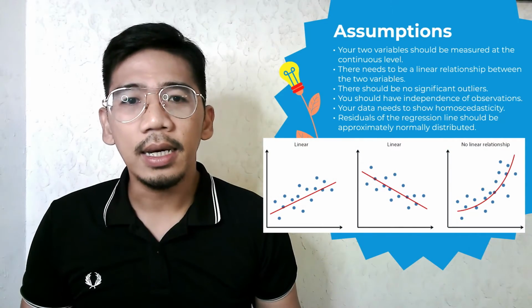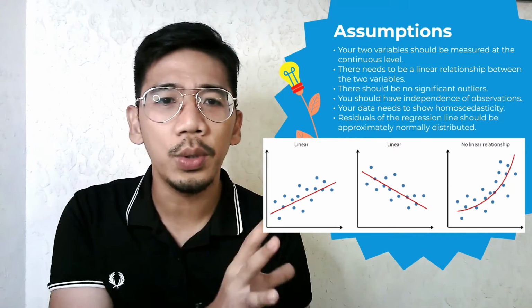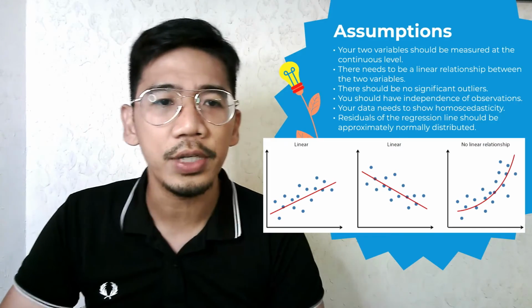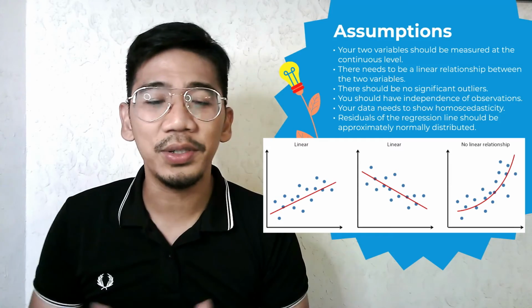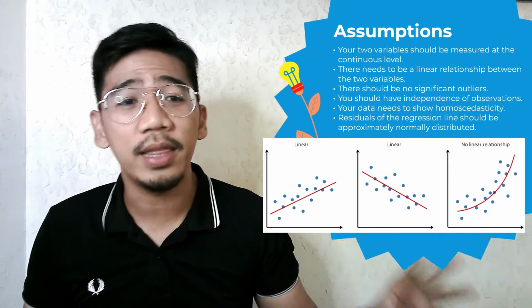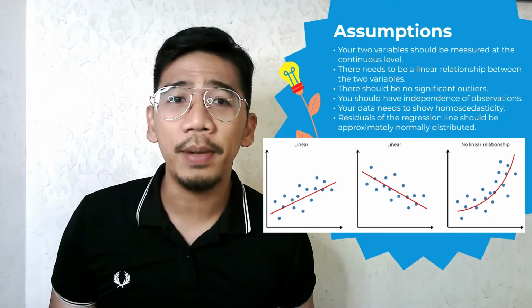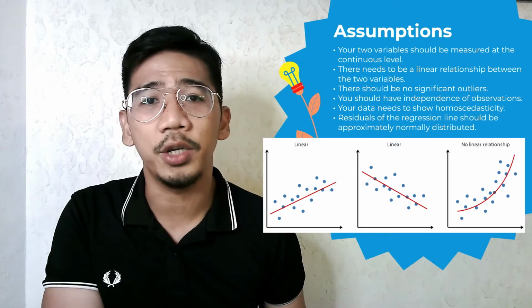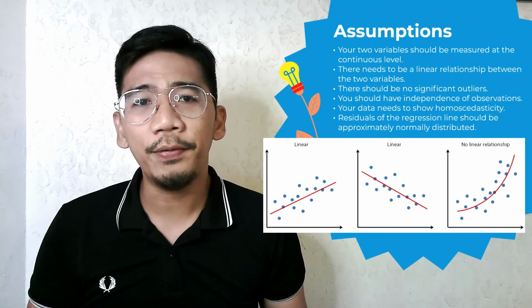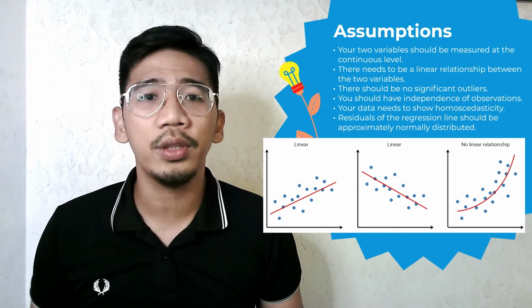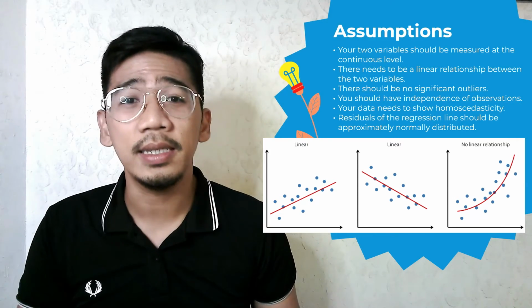The first 2 examples here show linear relationships. The third example, which is here, shows that there is no linear relationship between the independent and dependent variable. So if the relationship displayed in your scatter plot is not linear, you will have to either run a nonlinear regression analysis, perform a polynomial regression, or transform your data, which you can all do using SPSS Statistics.